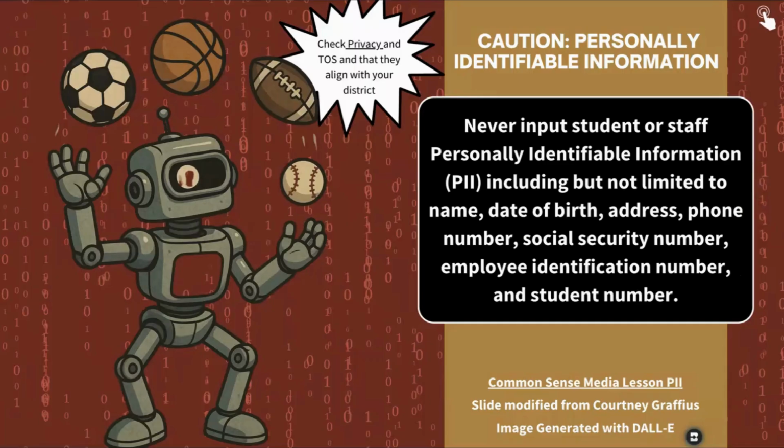We want to make sure that names, date of birth, address, phone number, social security numbers, employee identification numbers, all of those things should not go into the machine because we're training it. That's data that is personalized to students, and we want to be very careful of that. We also should be checking the privacy terms as well as the terms of service just to make sure that they align with our district. If you're not sure about this, you can always check with your tech people.